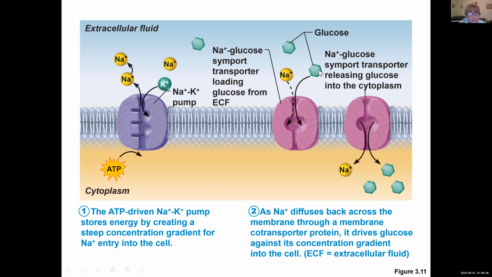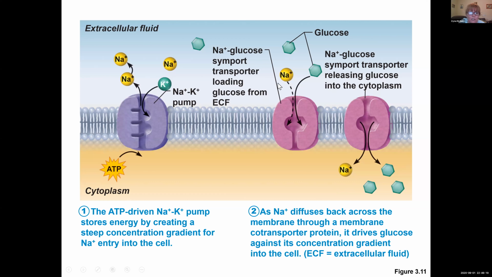If we don't have this pump, glucose would never move in, right? So it's active transport. It's not diffusion. It's not carrier protein mediated diffusion. Glucose moves in only because we have this pump that creates a chemical gradient for sodium. And this protein is called a sodium glucose symport.